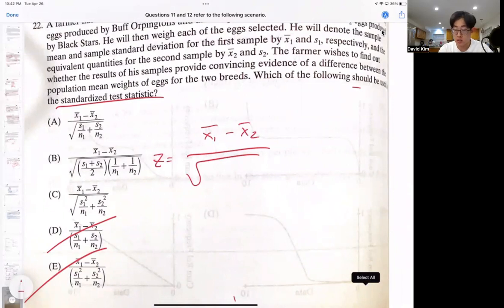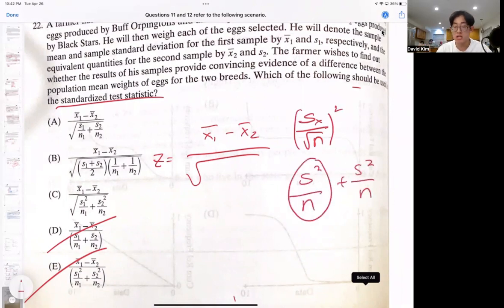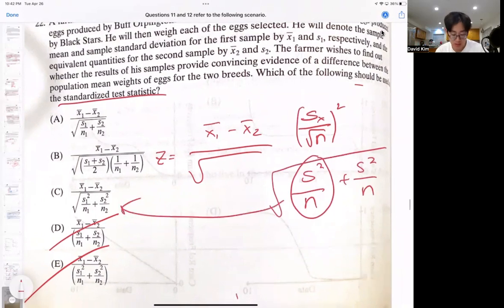For variances or standard deviation of the sample size, it was this. To find the variance, you square the standard deviation, which gives you this. Then you can combine the 2 variances together, and then you have to square root the whole thing. So the correct answer here is going to be C.